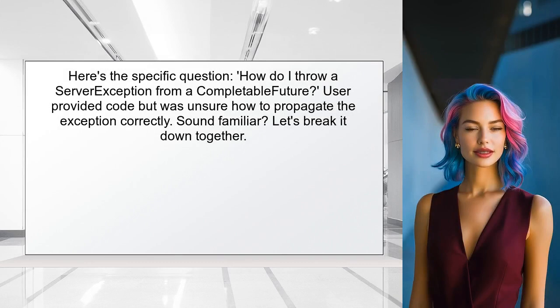Let's look at the specific question at hand. One user asked, "How do I throw a server exception from a completable future?" They provided some code but were unsure how to propagate the exception correctly. Sound familiar? If so, let's break it down together.